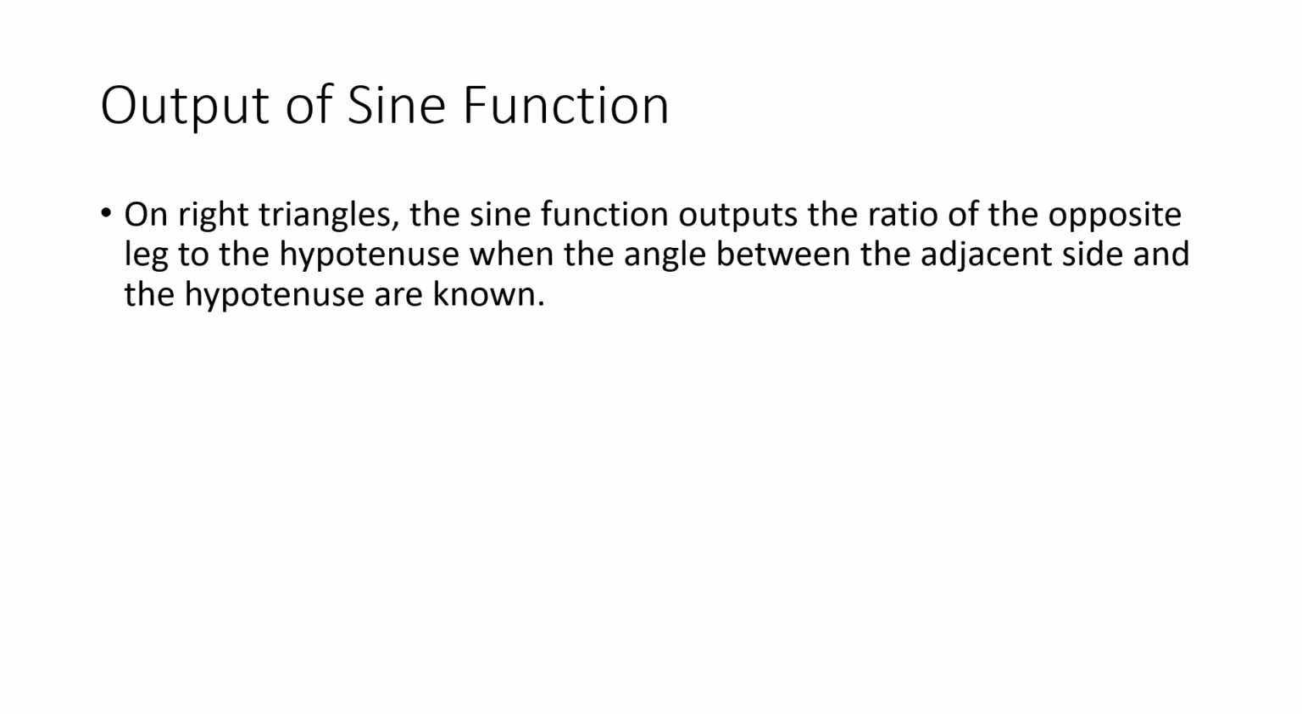The output of the sine function is the ratio of the opposite leg to the hypotenuse when the angle between the adjacent side and the hypotenuse is known. So in this case, we know our angle theta, and that is when we take the sine of it. That gives us our ratio of opposite leg over hypotenuse.